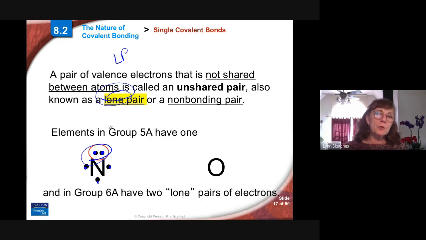Group 6, which of course is oxygen's family, 6A or 16, have 6 valence electrons, 2, 3, 4, 5, 6. So the silly saying is they have 2 lone pairs. Lone pairs are a little extra negative. They have more of a force field, is one way to think about it.